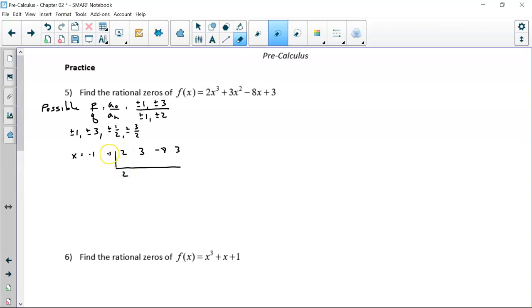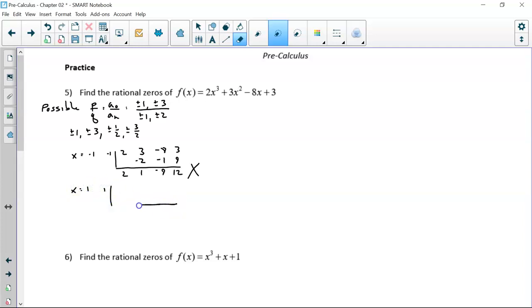Bring down the 2. Negative 1 times 2 is negative 2. When I add, I get a 1. Negative 1 times 1 is negative 1. And when I add, I get a negative 9. Negative 1 times negative 9 is 9. I get a 12. That didn't work. I need my remainder to be 0. So I'm going to try a positive 1.